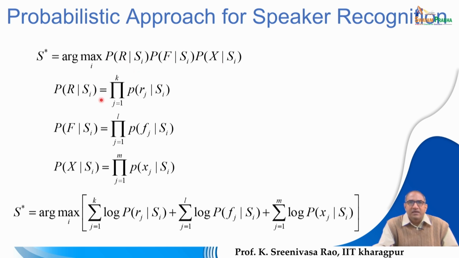Assuming there are k features, the set of features consists of k, and if each of the feature vectors is independent, then you can compute by taking the probabilities with respect to each feature vector and multiplying them. If you take a logarithm over that, the multiplication becomes a summation. You can see this is the product; if you take the log likelihood, this becomes the summation. That way you can perform speaker recognition in the probabilistic framework.